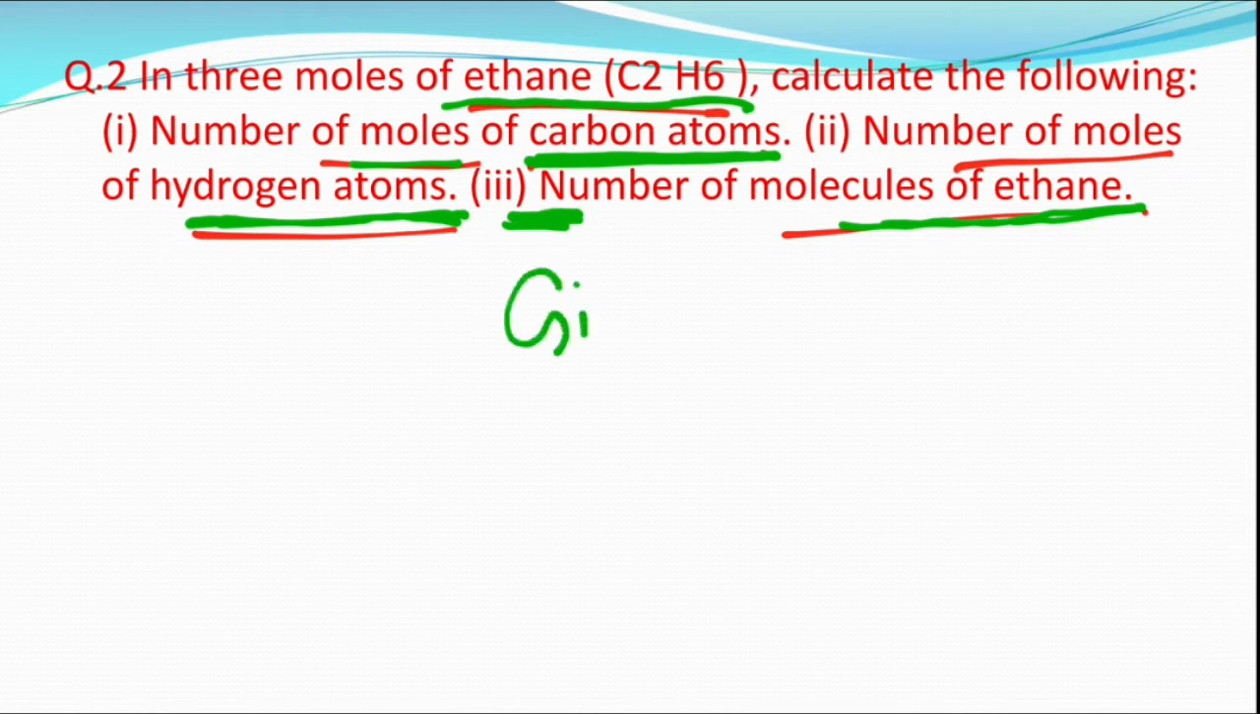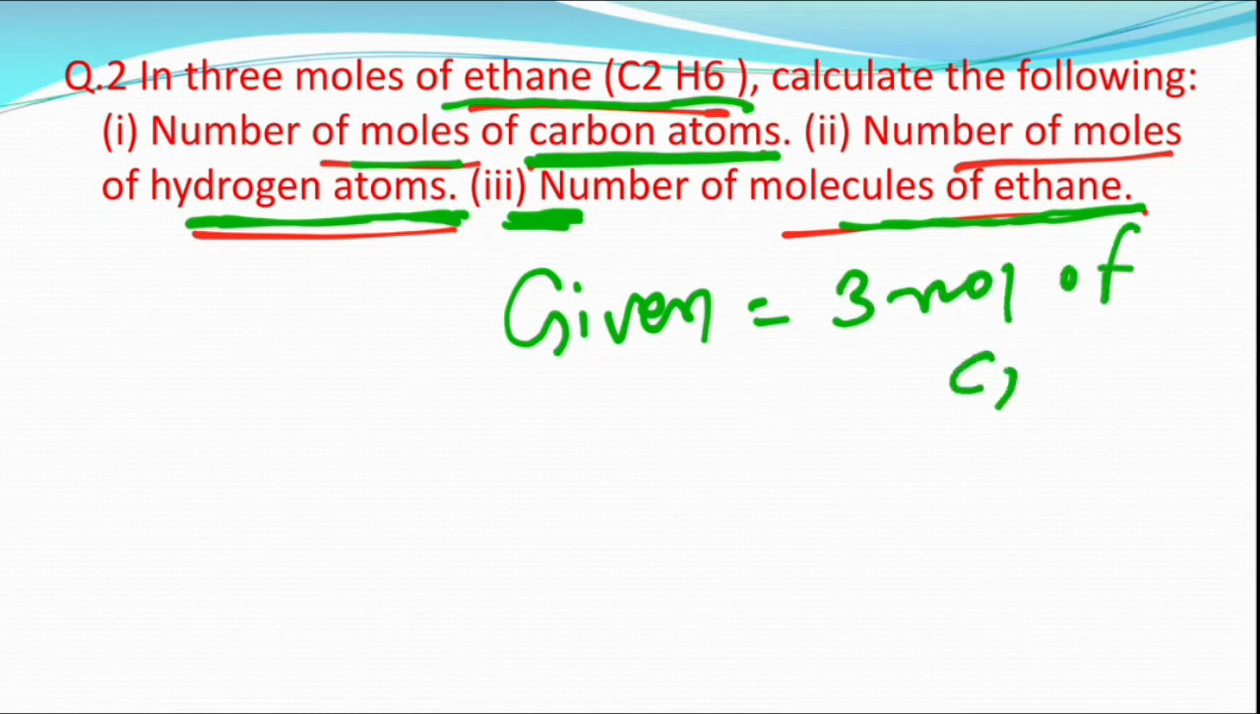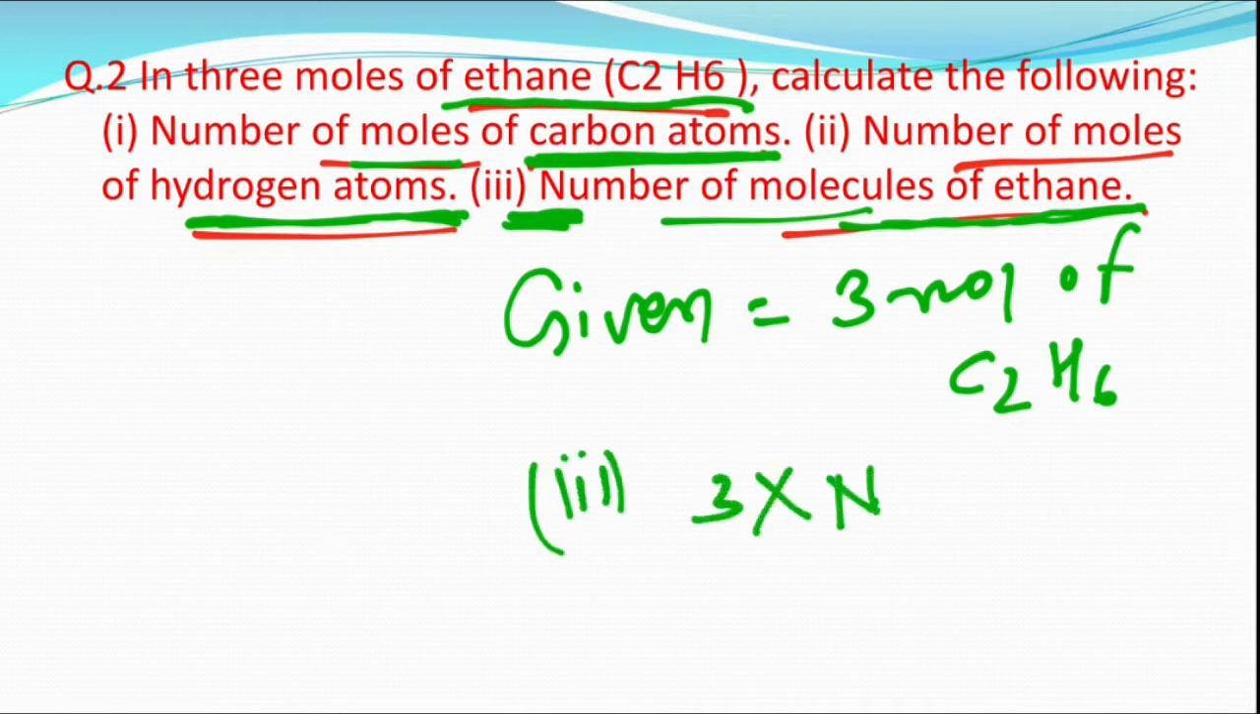What is given? 3 moles of ethane is given, and the formula is C2H6. So how many molecules of ethane will be there? The answer to the third part is 3 into Avogadro number, because 1 mole equals Avogadro number, so 3 moles equals 3 times Avogadro number. I don't think you have any problem in the third part of this question.